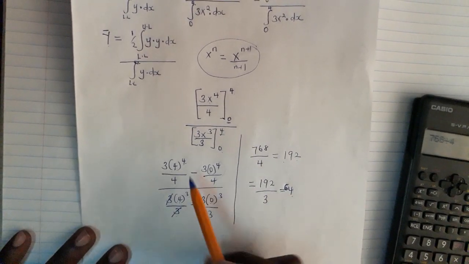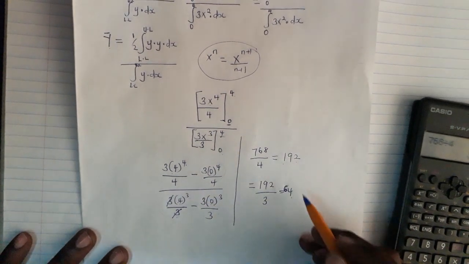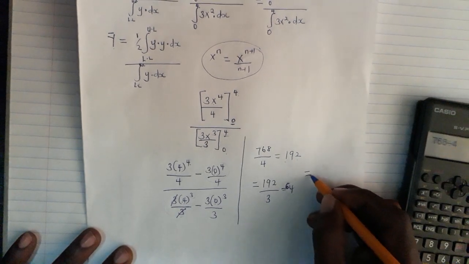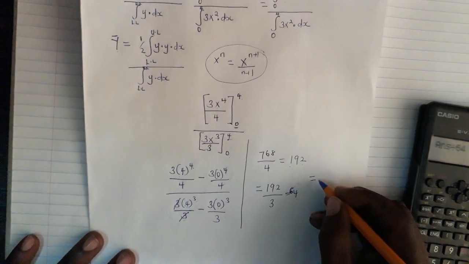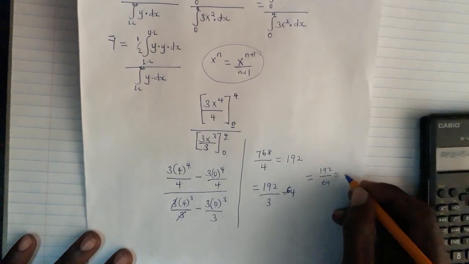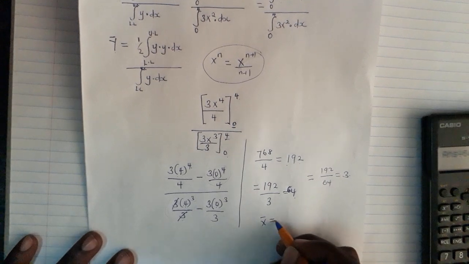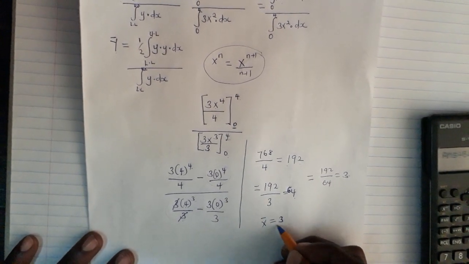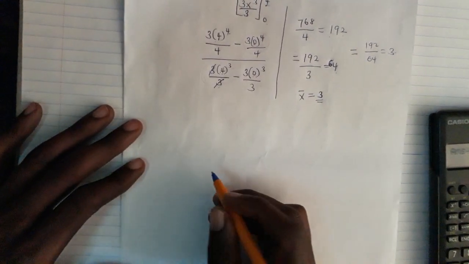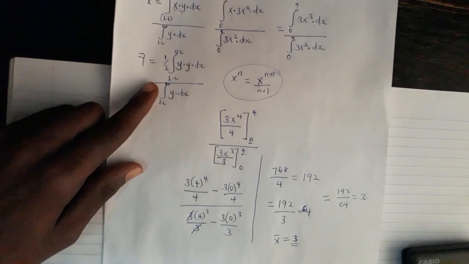So now you take the numerator divided by the denominator, which is 192 divided by 64. If you divide here, 192 divided by 64 equals 3. So now our x bar, or our x coordinate, is equal to 3. So now let us find our y bar, or our y coordinate. So let us look at this one here.